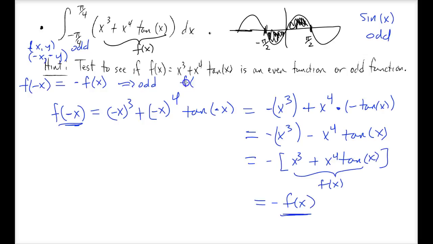And so just for general purpose here, even functions look like this. So you replace negative x everywhere where you see x, and you get the original function back again. Or put another way, if you have a point x, y, then that implies that you also have a point negative x, y as well. And so cosine is a good example of an even function, even trigonometric function.